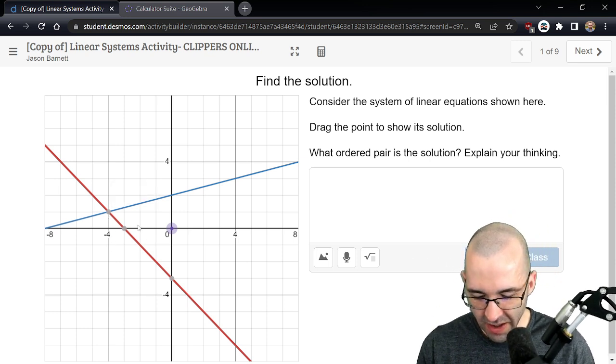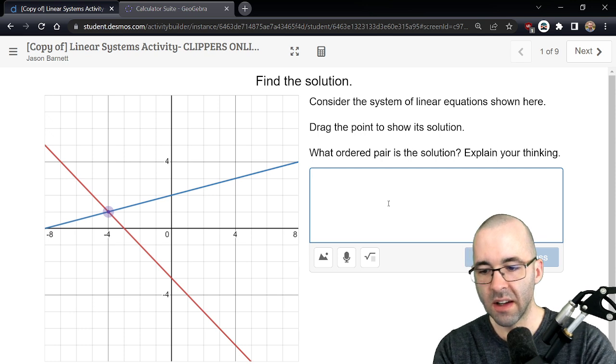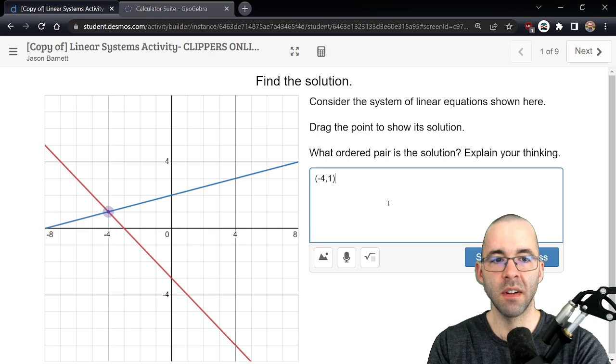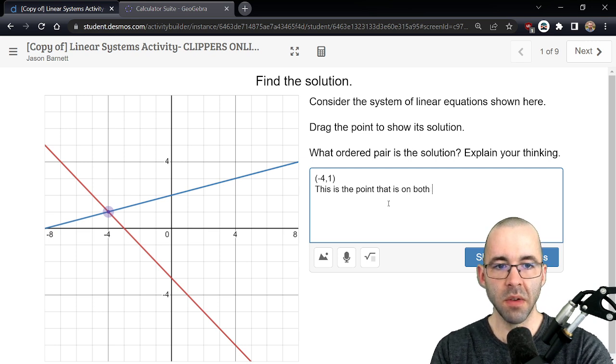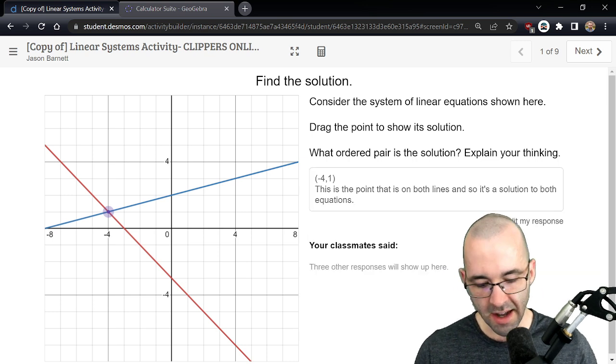So the point is, of course, right here. The ordered pair, that's an x coordinate of -4 and a y coordinate of +1. We're going to write -4, +1 as an ordered pair. Explain my thinking. This is the point that is on both lines. So it's a solution to both equations. Share with the class. Done.